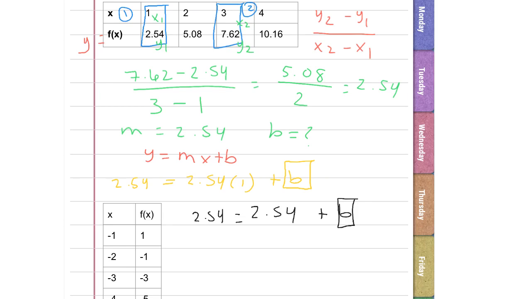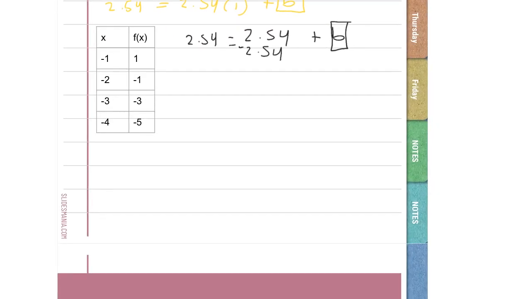Now, that means that I need to move everything that's not in that box to the other side of the equal sign. So I'm going to have to move this 2.54 to the other side. So I'm going to do the opposite of positive 2.54, which is subtracting 2.54 on both sides. And this reduces to 0. This also reduces to 0. So that means that 0 is equal to b. Okay?